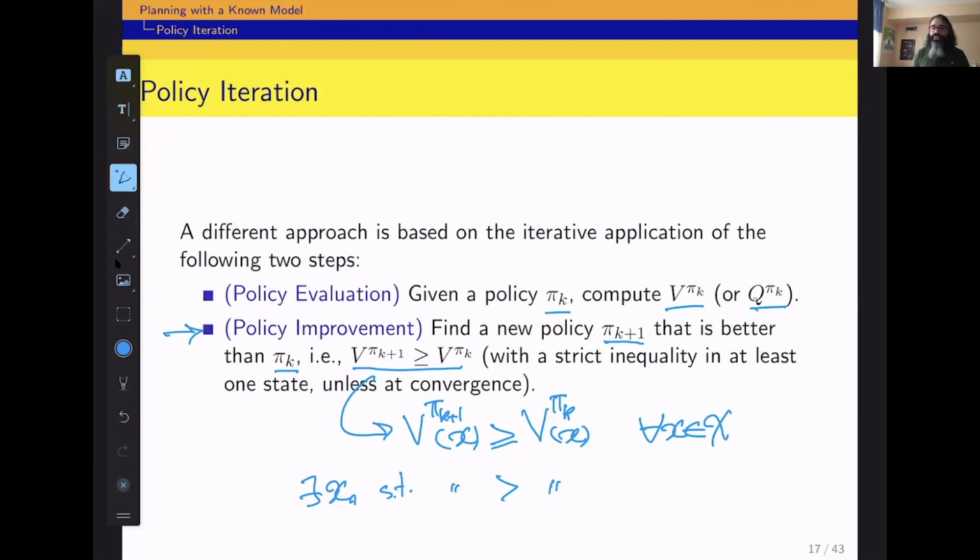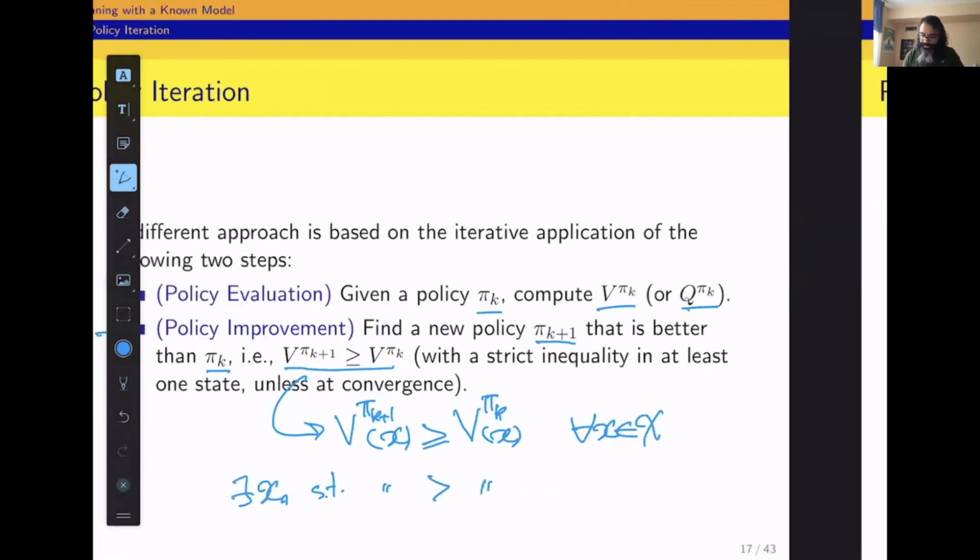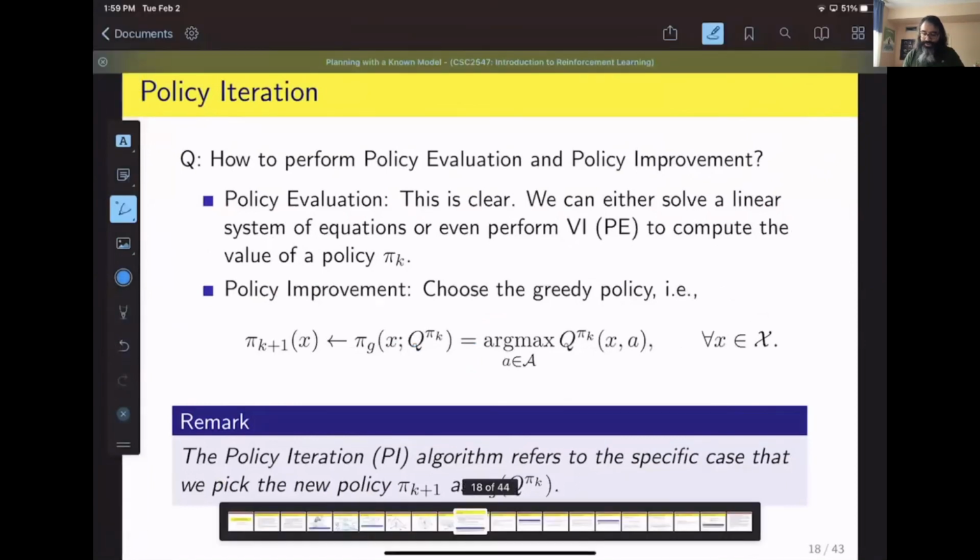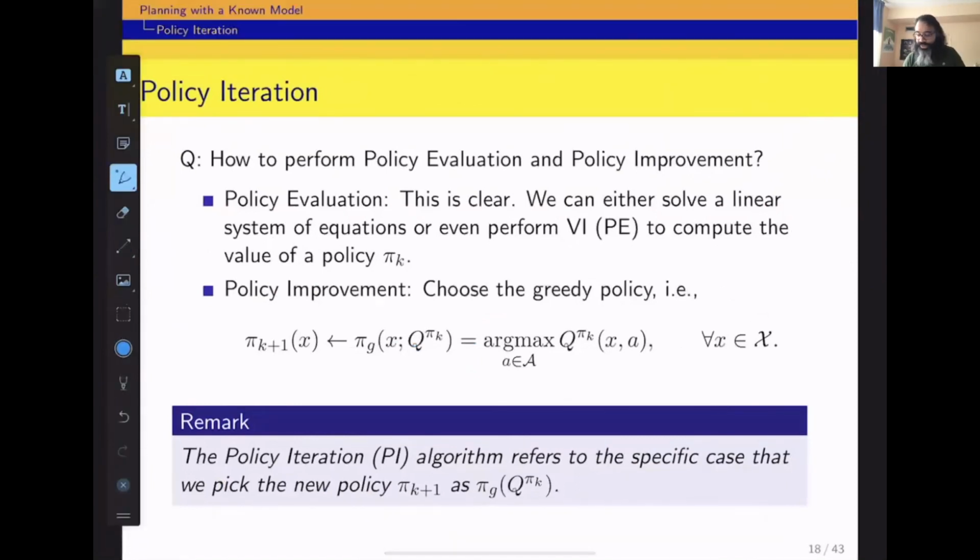Right, so I guess one suggestion is to use a greedy approach. We can choose the greedy policy to do policy improvement. That's a right answer. So, policy evaluation and policy improvement: for policy evaluation, we can either solve a linear system of equations or even perform value iteration to compute the value of pi k. For policy improvement, one reasonable approach is just to choose the greedy policy.